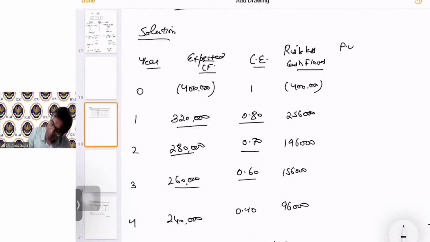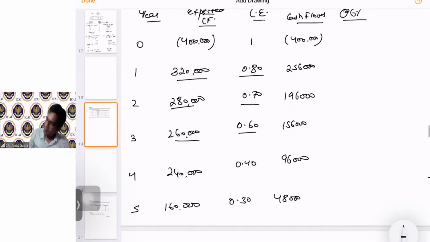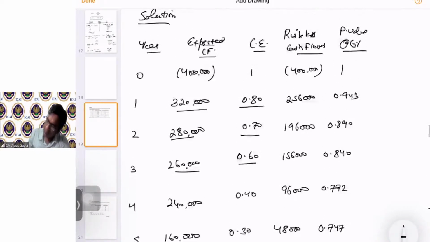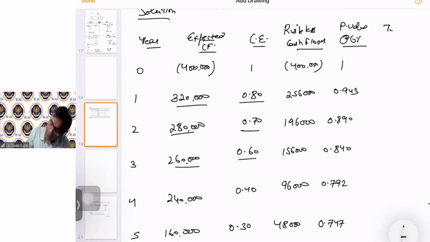Then we can simply put present value factors at the rate of 6%, correct? Riskless 1, 0.943. These are the factors that I'm putting: 0.890, 0.840, 0.792, 0.747. Okay. This will give us the total present value as 4 lakh. Then 0.943 multiplied by 2,56,000. Correct?